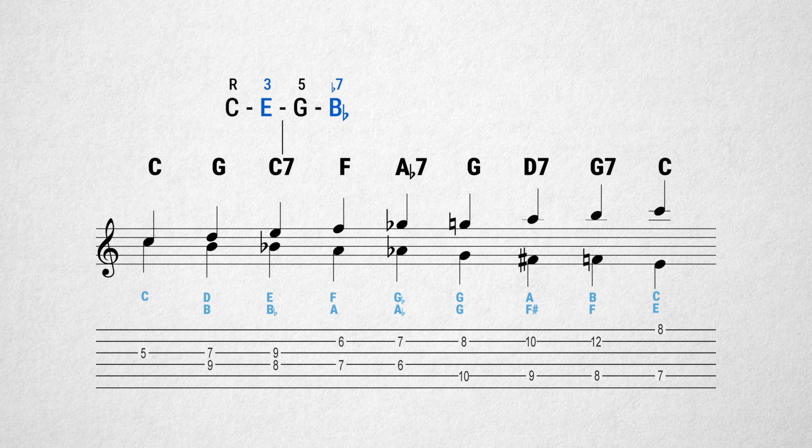The notes B flat and E can be seen as the 3rd and minor 7th of the C dominant 7th chord. That is the secondary dominant for the next chord F major, with the root F and the 3rd A. This is the subdominant in the C major key.